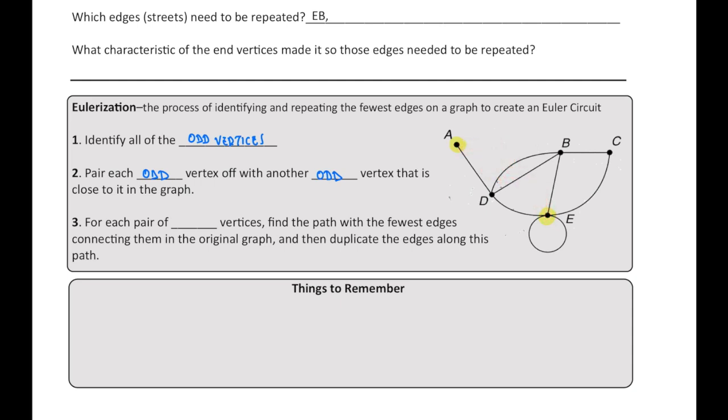So step 3, for each pair of odd vertices, find the path with the fewest edges connecting them. So I would go A to D, and then D to E. That is now added 1. So since I had 1 plus 1, we now have 2. I've now added 1 to E. Since we had 5 and we've added 1, we're now at 6. Everything's even. That makes it an Euler circuit. That is Eulerization. Thanks. We'll see you later.